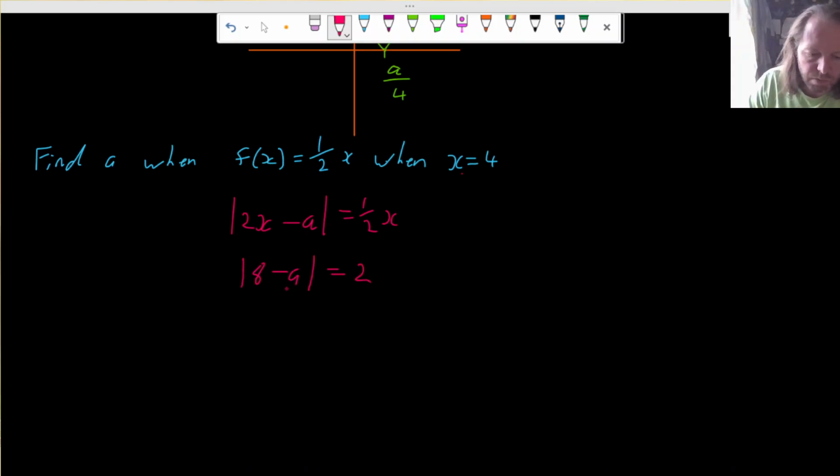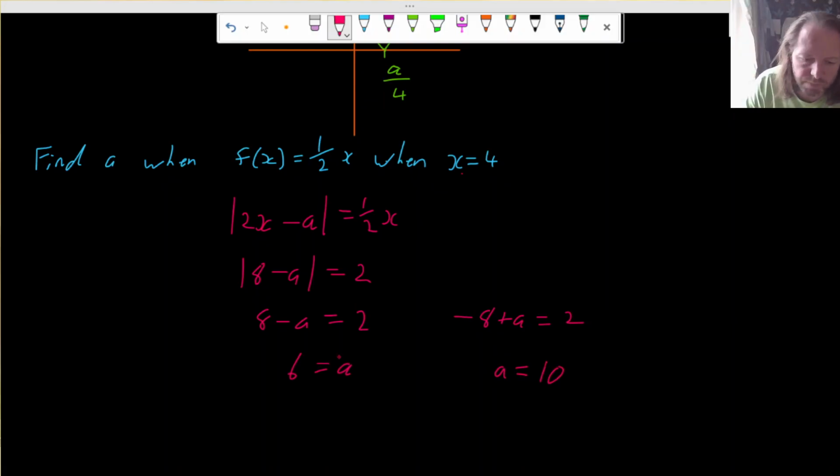We can take this as the positive option, which is 8 minus a equals 2, or we can take it as the negative option of minus 8 plus a equals 2. Taking into account the positive and negative options here, we end up with 6 equals a, or we end up with a equals 10. So there are 2 options there for what the a could be.